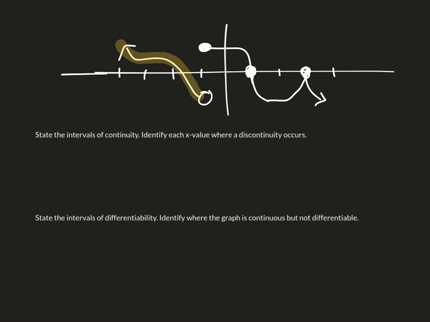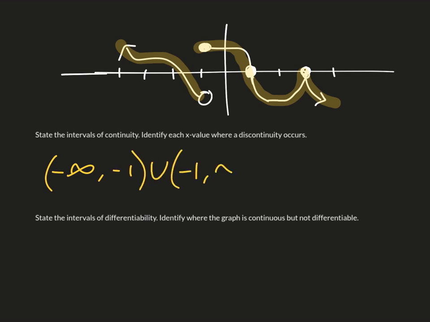All right, so continuity, talking about when do I have to lift my pencil. We only have to lift our pencil once. It only happens at -1. So my interval of continuity is -infinity to -1, union -1 to infinity, and x equals -1 is a jump. Not too bad, not too bad. But now let's look at the intervals of differentiability. The question says, identify where the graph is continuous but not differentiable. Continuous but not differentiable. So we have to think about that for a second.